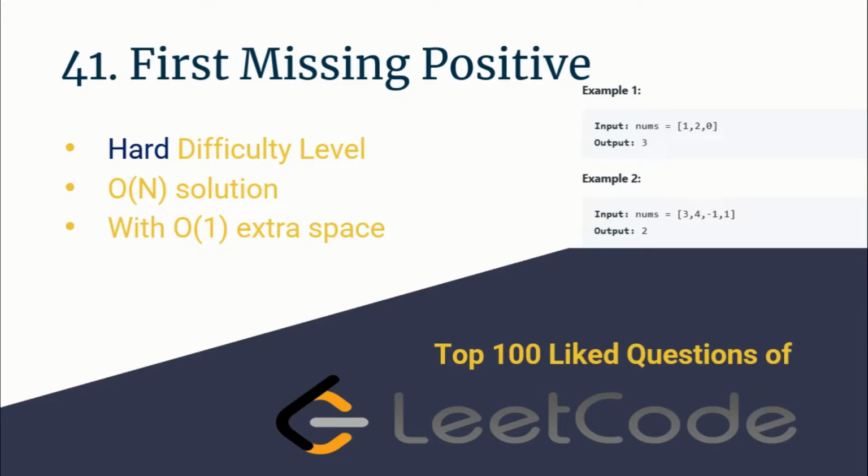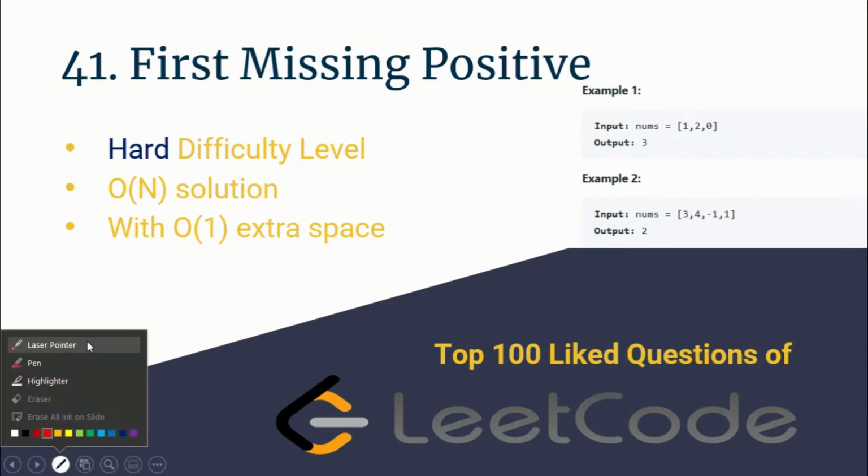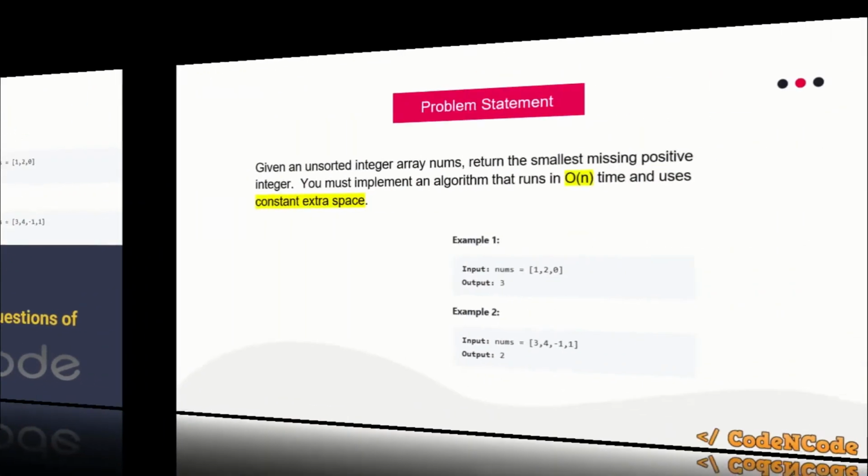Hello guys, this is CodeNCode and this is a video tutorial for the problem First Missing Positive, taken from the LeetCode Top 100 Liked questions. The problem is, of course, hard and we'll be solving this in linear time using only constant extra space. So let's see what the problem statement says.